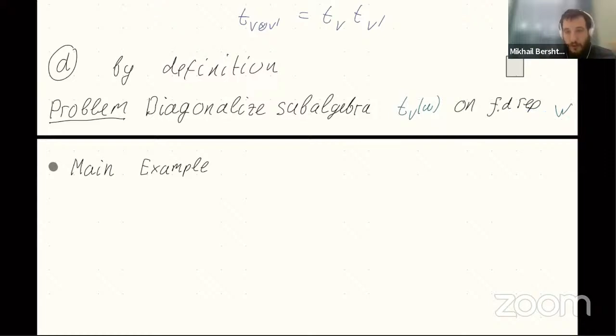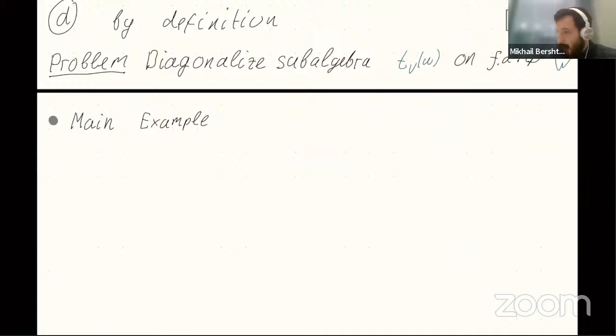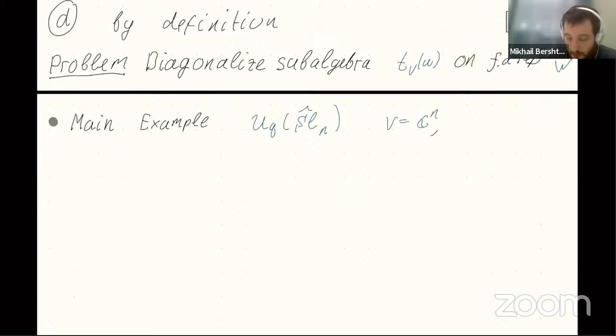Main example, where the space... So let us, of course, my main example is always SL2, but up to now I can work in slightly larger generality. So let us talk about SLN. We have UQSLN. And now let V be CN, the evaluation representation. Let V of U be CN of U, evaluation representations. For SLN, we have the evaluation homomorphism, and CN is a representation of UQSLN in the space CN, as we used many times.